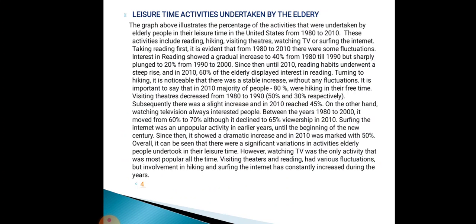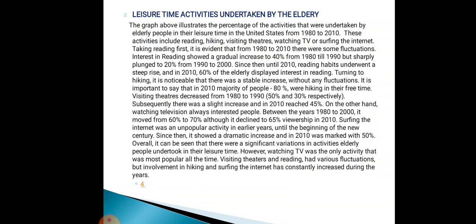So here you can use phrases like underwent a steep rise, sharply plunged, and then there were some fluctuations. There was a gradual increase. So such phrases can be used to depict what is shown in the graph. And similarly, you can describe the other activities, and then you can give the conclusion.